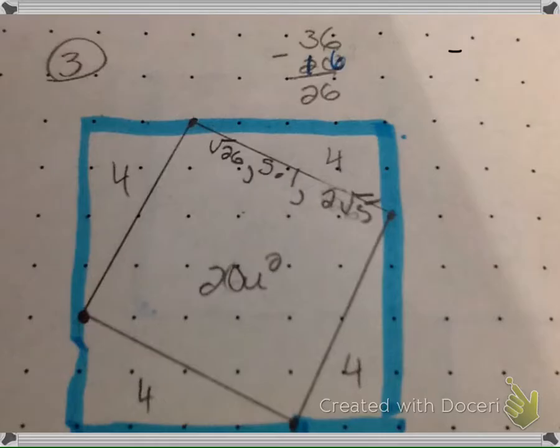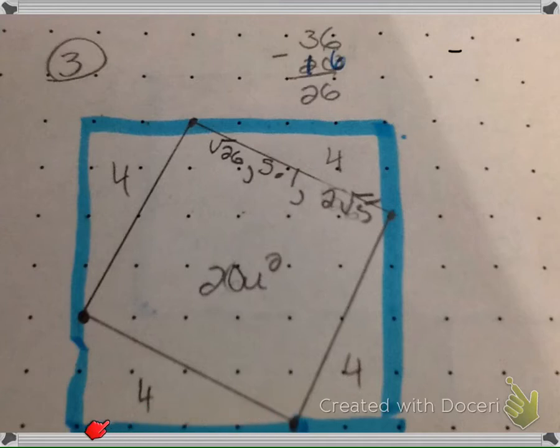Okay, so I should go up 4: 1, 2, 3, 4, and over 2: 1, 2. And then the opposite reciprocal of that is to go down 2 and over 4: down 2, over 1, 2, 3, 4. So there's my tilted square.